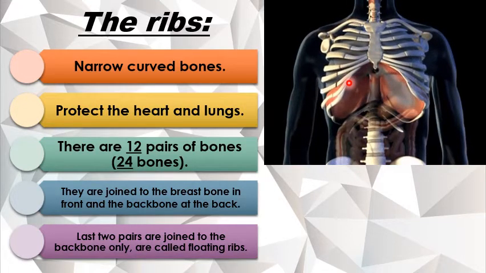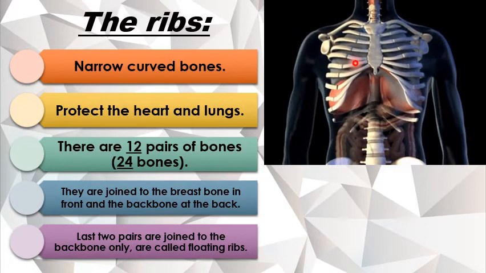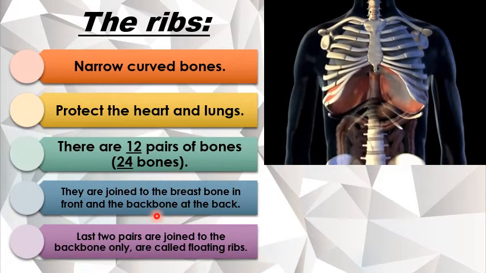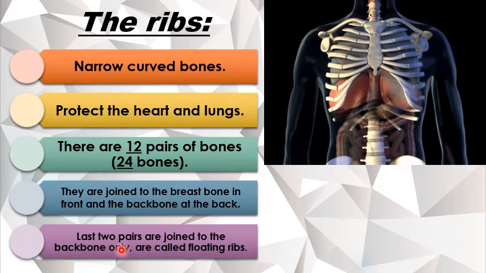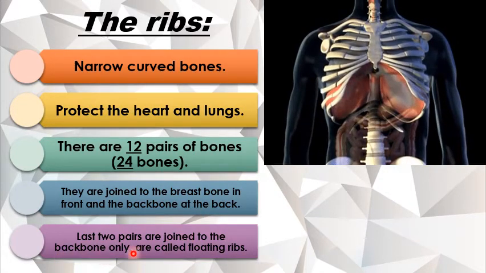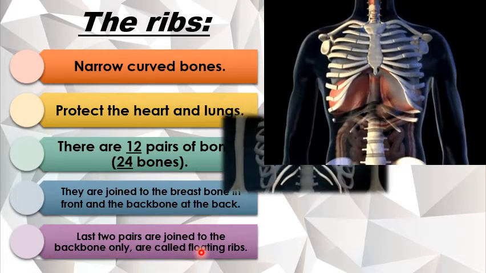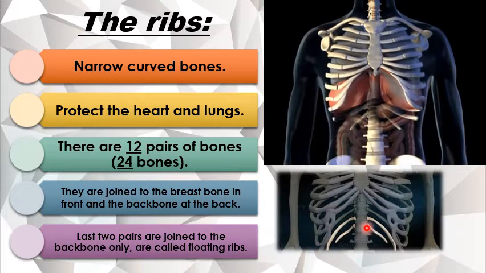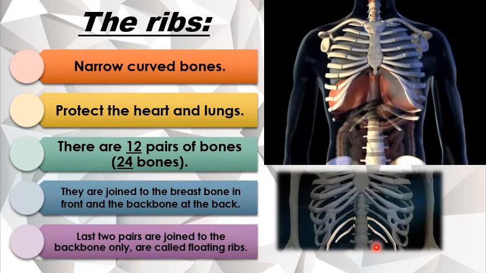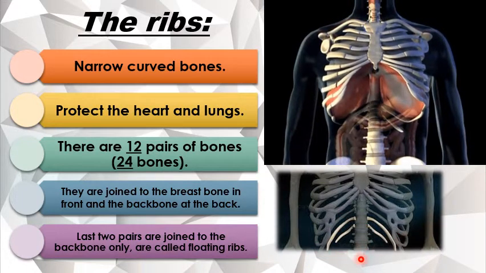If we talk about the back side of the ribs, they are all attached to the backbone. The last two pairs are joined to the backbone only, and they are called floating ribs. Here you can observe these highlighted four bones, or two pairs of bones. These are the floating ribs.